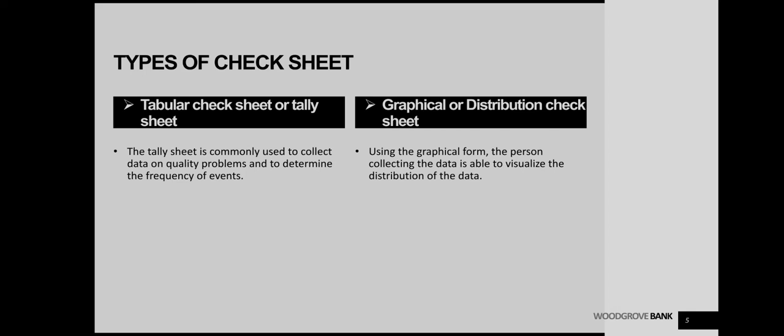While with a graphical or distribution check sheet, using the graphical form, the person collecting the data is able to visualize the distribution of the data. For example, the number of people in line at the registration desk at 15-minute intervals could be counted to determine the staffing needs and the size of the waiting room.